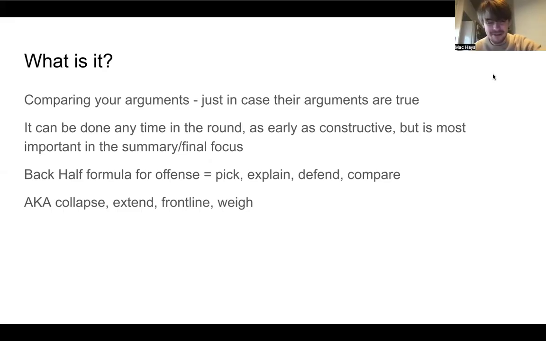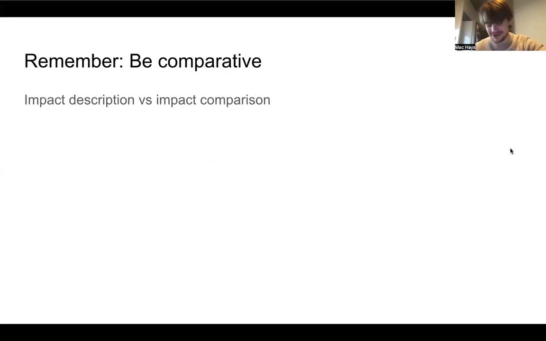Just in general, a recap: the back half formula for summary and final focus speeches is basically you should pick a piece of offense. You should pick an argument that you think is quite good, explain it again, defend it, and compare it. And all of these terms have debate jargon: collapse, extend, frontline, and weigh. So it's a necessary component of this four-step process that any summary or final focus speech should follow when it comes to extending your own offense. And it's really the most important because if you don't do this, you're doing all of this work for basically nothing. And I'll explain that in a few slides.